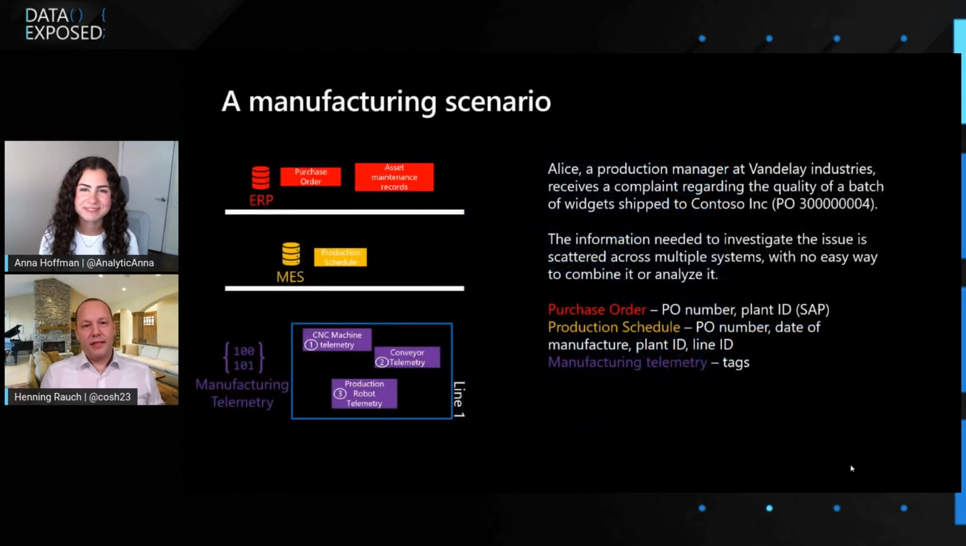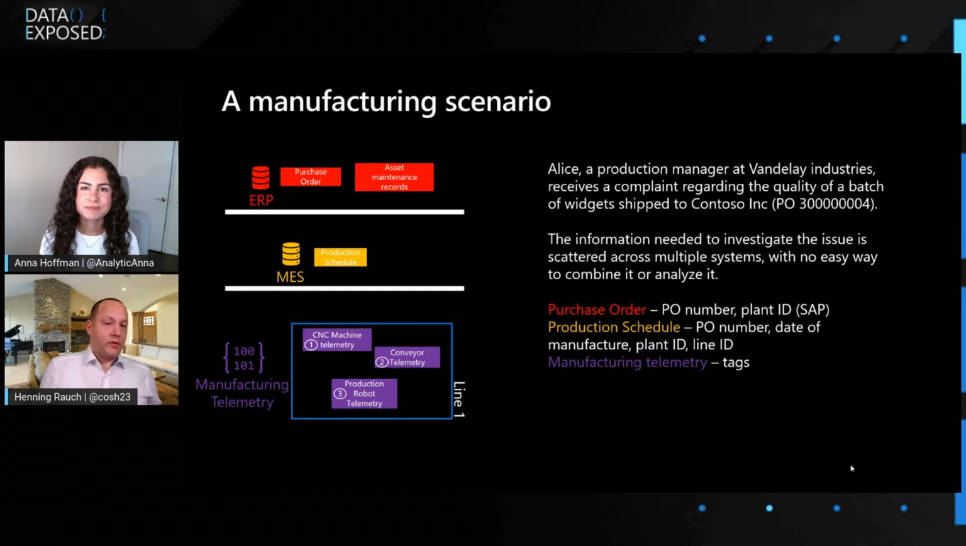So let's think about a manufacturing scenario where Alice, a production manager at Vandelay Industries, receives a complaint regarding the quality of a batch of widgets shipped to Contoso. So the information that she needs to use in order to investigate is scattered across multiple systems with no easy way to combine it or analyze it.